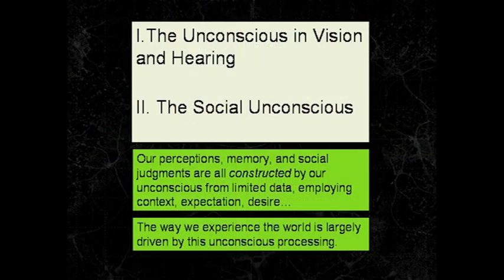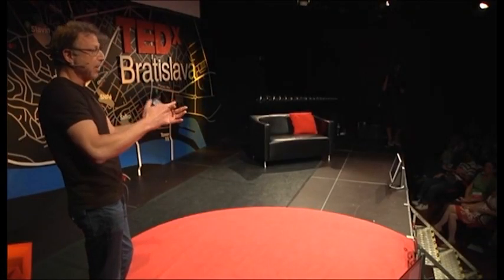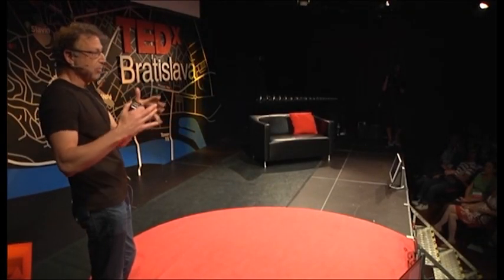So what I'm going to talk about today is really the unconscious mind in two areas. One is our physical perception, and the other is our social perception. My real point here is that we create our image of other people, of social situations, business, and financial situations, using not only our conscious thought, but our unconscious mind.